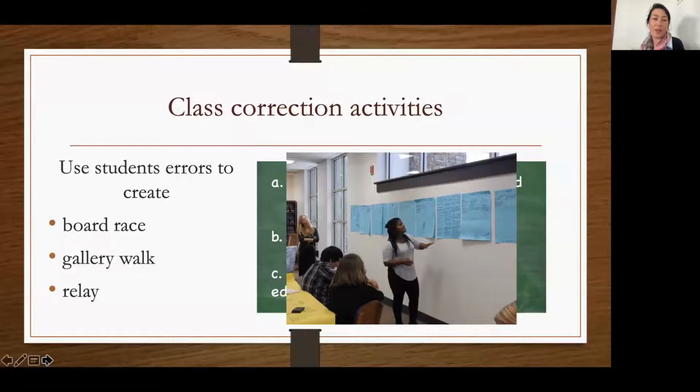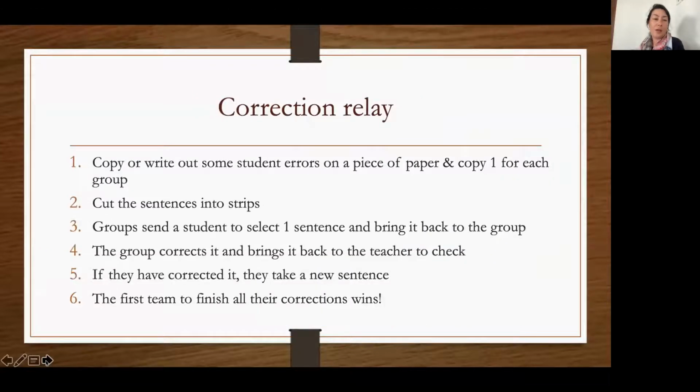And then the last thing I have here is a relay. So with the relay, I would take students' work again, find some errors, and then I would type them out on a piece of paper, and I would print one paper for each group. So if I had 30 students, maybe I have them working in 6 groups of 5, so I would print out 6 copies. And then I cut the sentences into strips, and I put them in piles. So group 1, group 2, group 3, like this. And then each group sends one student up to me. They take a piece of paper that has a mistake on it. They take it back to their group. They work together. They fix the sentence.